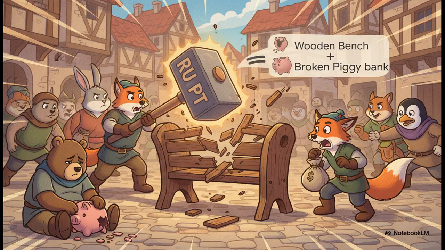Let's actually apply our detective skills to a fascinating historical word, bankrupt. Think back to our friend the bear staring at his empty piggy bank.